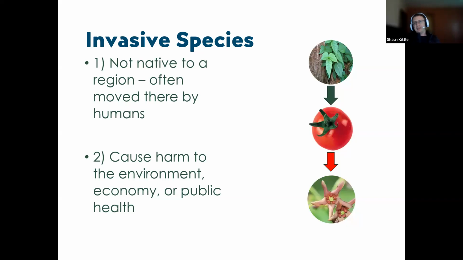Next up is the tomato. Tomatoes are delicious. People like them, but they are not native to the United States. But they also don't cause any harm to the environment, economy, or public health. So even though they're not native, they are not considered to be invasive.